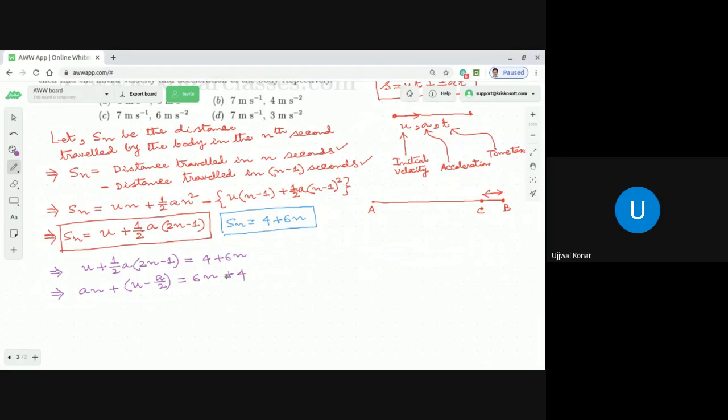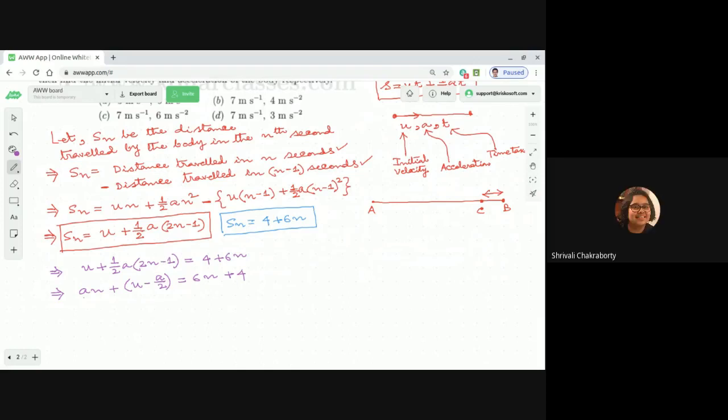This is an identity. Sir, I didn't understand what you just did. How did you get a n plus u minus a by 2? Okay, in the left hand side, you are talking about. Half a into 2n, what will it be? n. Oh, okay. And then u minus a by 2. Clear now? I appreciate that you ask questions. Always ask questions. Never hesitate to ask.